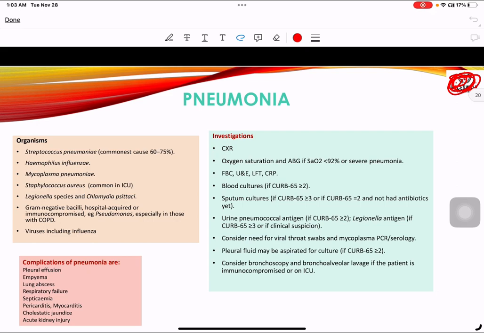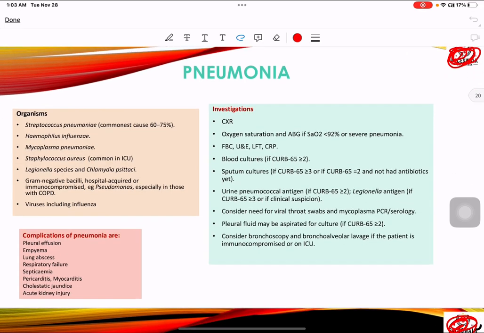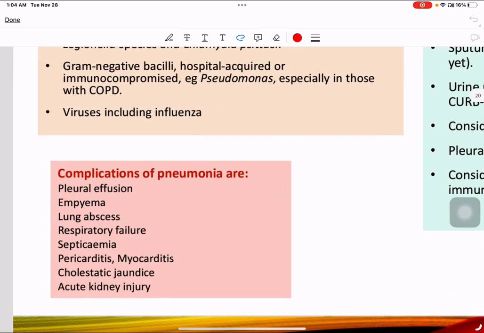The patient may be confused, and the CURB-65 score may be high, more than 2. There may be positive blood culture, sputum culture, and urine for pneumococcal antigen, usually checked for Legionella. We may take a throat swab to isolate infection. We may undergo bronchoscopy or bronchoalveolar lavage to find out infection in an immunocompromised patient. So what are the common complications of pneumonia?